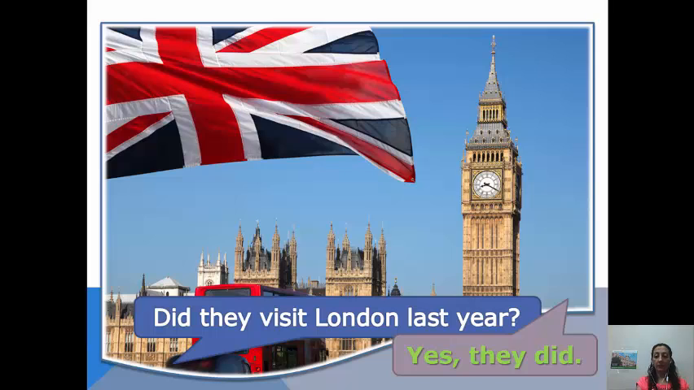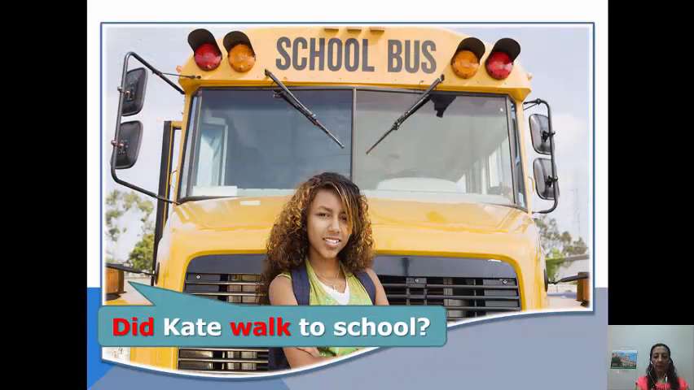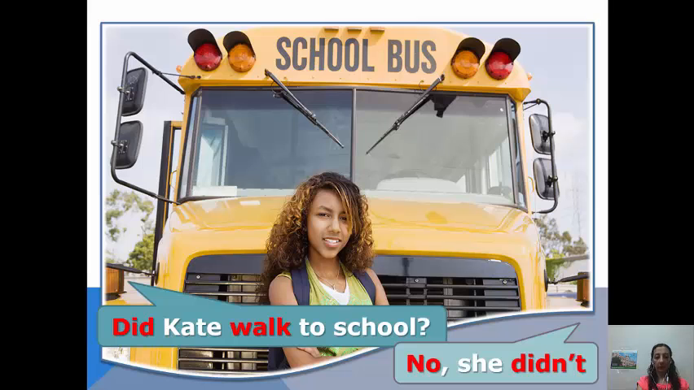Yes, they did. This is the short answer of the question form. Another one, did Kate walk to school? No, she didn't. The negative short form of the answer. Okay, so we have two types of short answers. Yes, she did. No, she didn't.